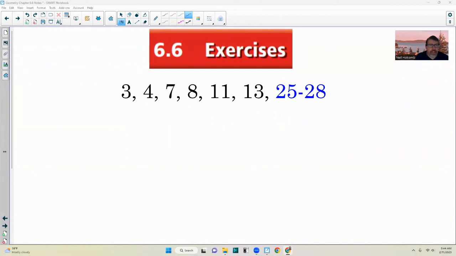This brings us to the end of chapter 6.6, a nice short one for a change. I've assigned 25 through 28, which are review questions. So please do all these problems in your exercises.